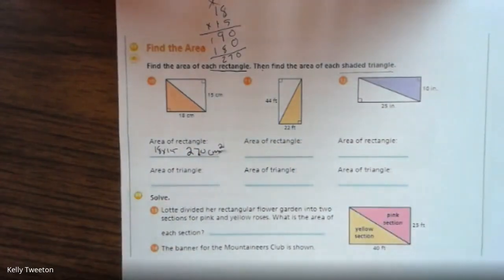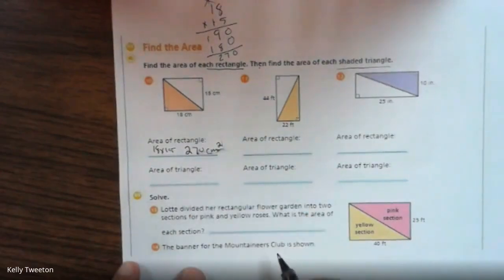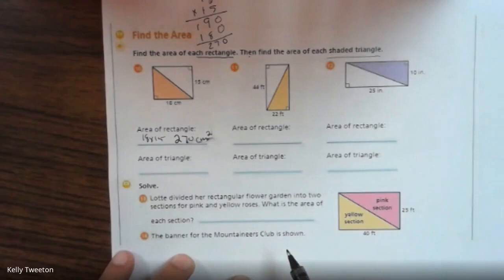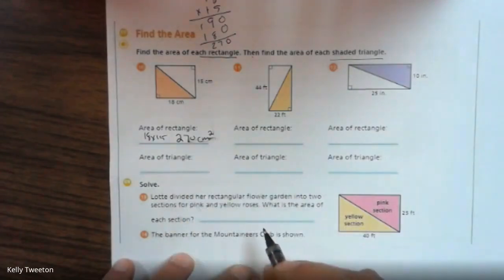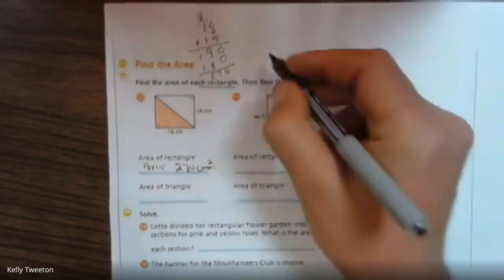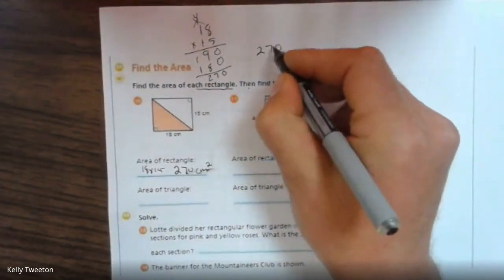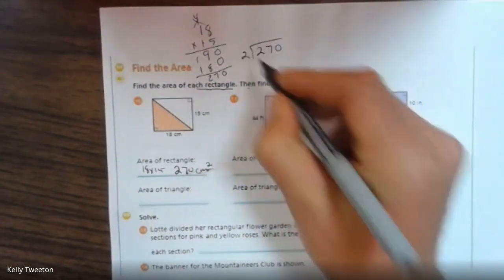Oh, I'm getting pen over my fingers. But the triangle, or I don't call it a triangle. What do I call it? Yes, excellent, Caleb. It is a half a square. We need to take half of that number. And to take half of any number, all you have to do is divide it by 2. So I could take 270 and divide it by 2.